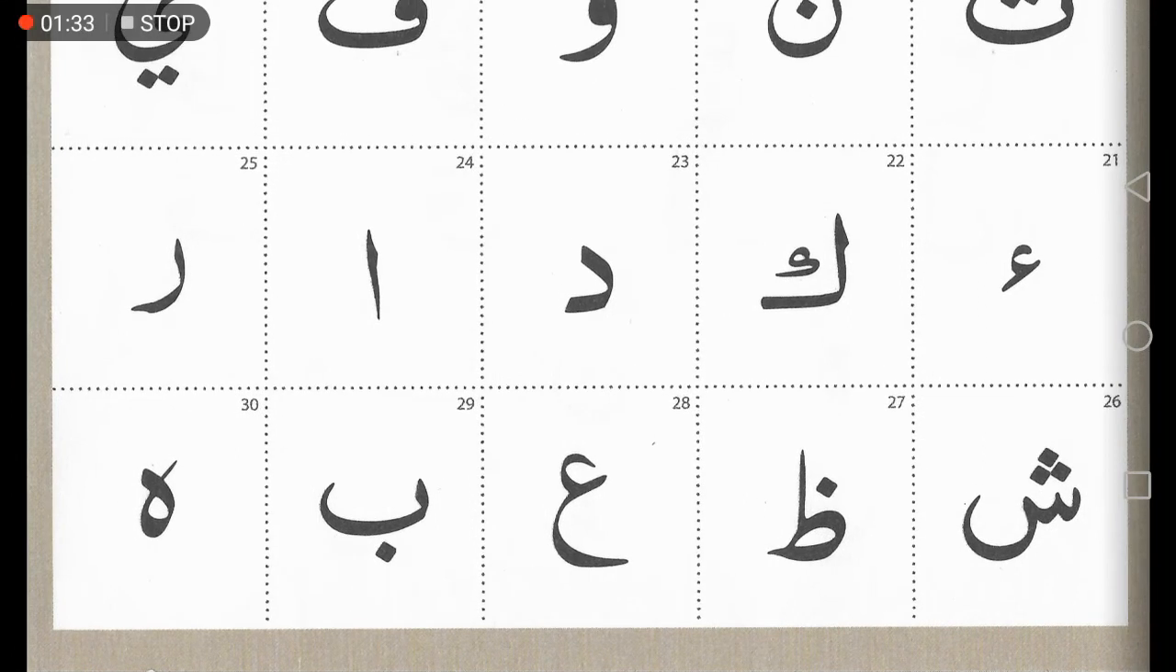And the last two lines, box 21 here, this is Hamza, Kaf, Dal, Alif, Ra, Sheen, Va, Ain, Ba, Ha.